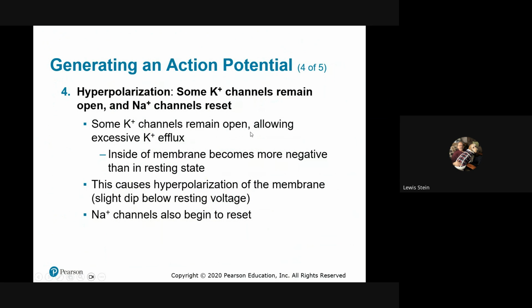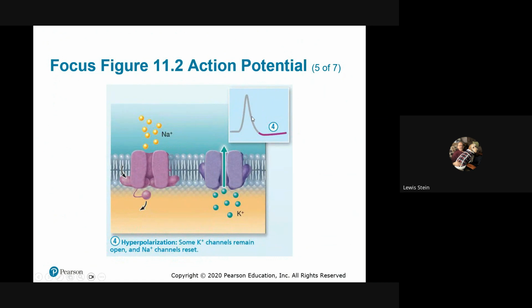Okay, some potassium channels allow an excessive amount. So typically there's a little overshoot. As the membrane becomes more negative than in the resting state, we call that hyperpolarization, that little dip. The sodium channels are resetting, but when it dips, starting roughly about here, this is the start of what's called a relative refractory period. The implication is it takes more signal coming in, more instructions, to fire the nerve. This doesn't mean they can't fire, it just takes a little bit more.